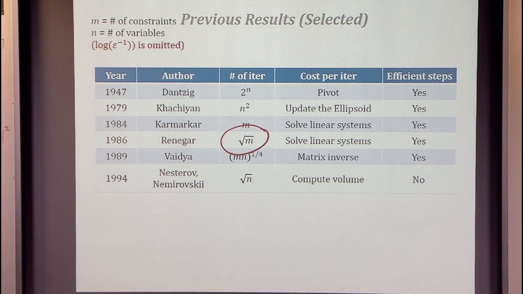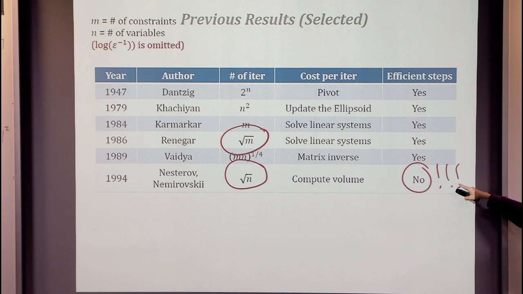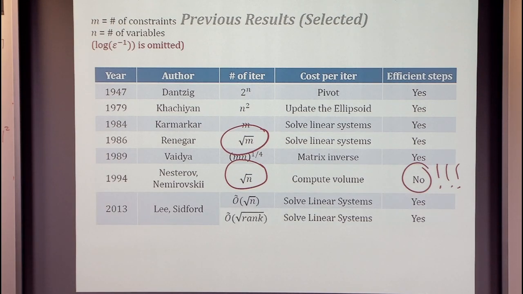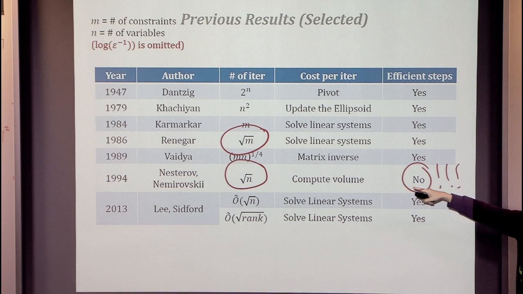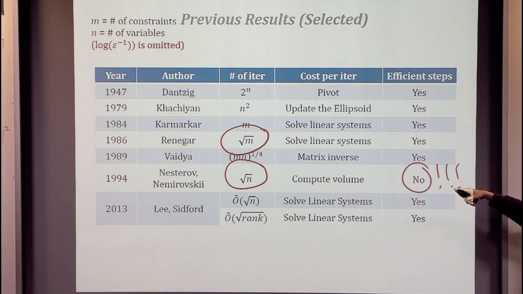Notice there are two things. One is that every result has a square root, and the first result is by Karmarkar. The second thing is that we get square root of m, but this is not efficient. I will tell you later why it's not efficient in my sense. In our result, we cannot get exactly square root of m, but we get it with some polylog term. To solve max flow, we need to improve square root of n to square root of rank. In the next talk, he will explain what I mean by square root of rank. And both methods are efficient.